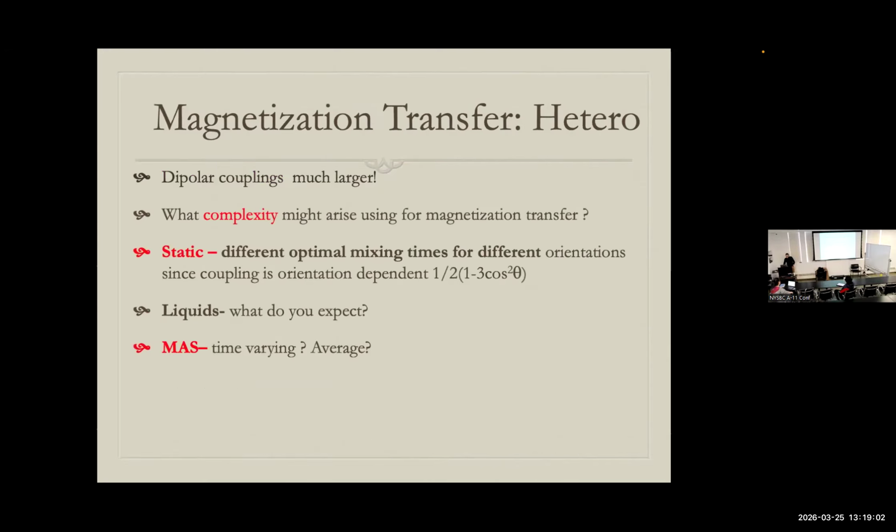So, dipole couplings are much larger, but if it's static, it's literally a function of theta, the angle relating B naught to the dipole vector. For liquids, what are you going to get for the dipole coupling? 0, unless you align them. For MAS, what will we get? What's their time average?